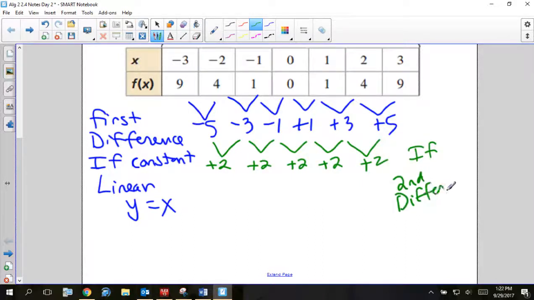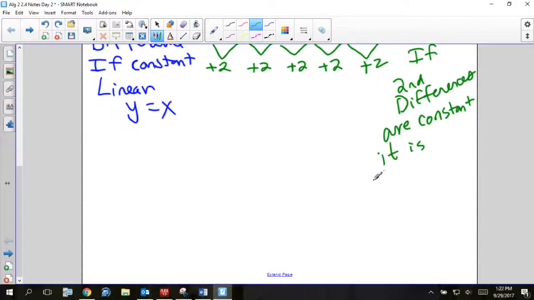So the second differences are constant. It is quadratic, which is the x squared kind that we've been doing this whole chapter.